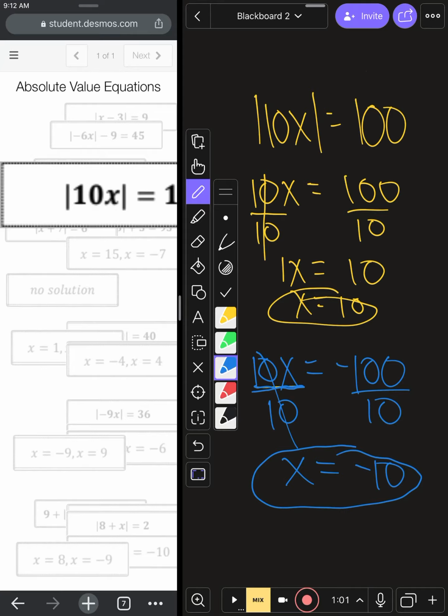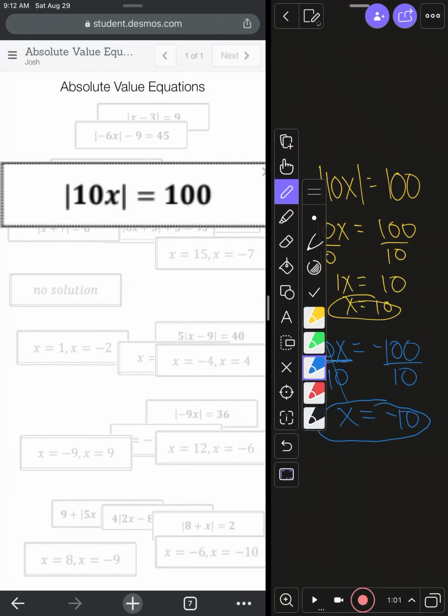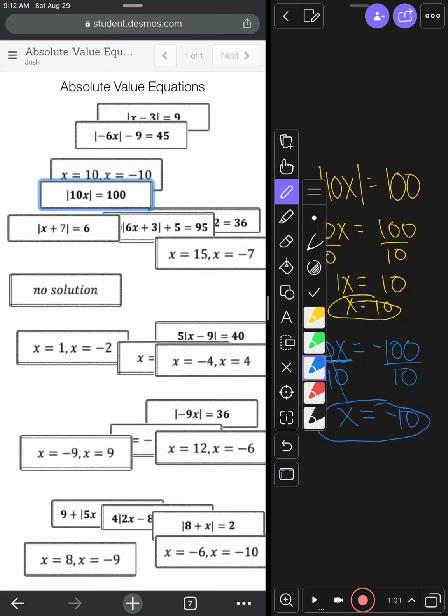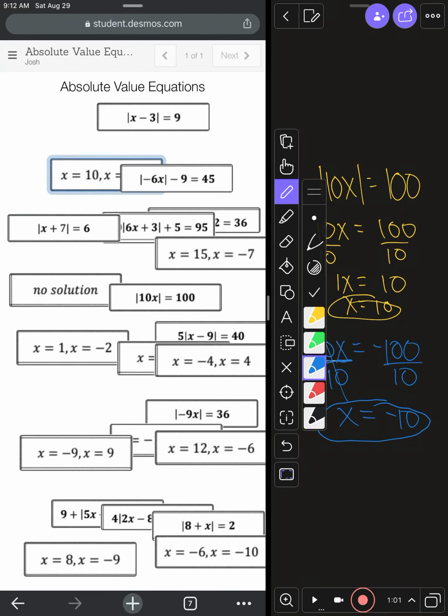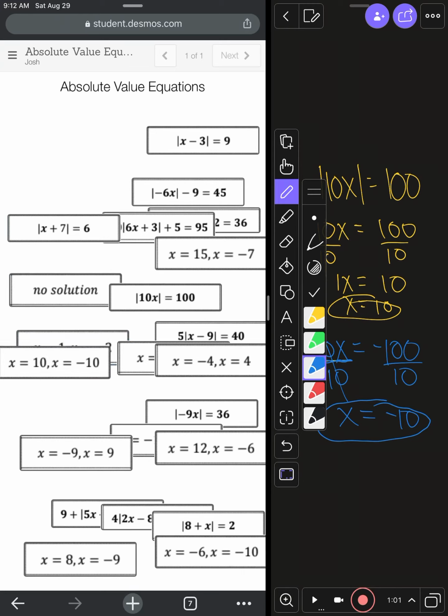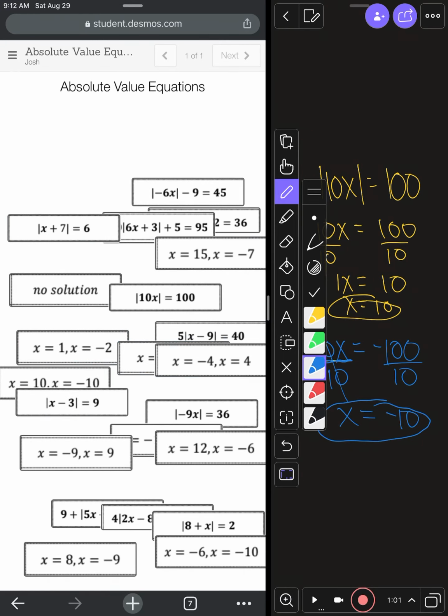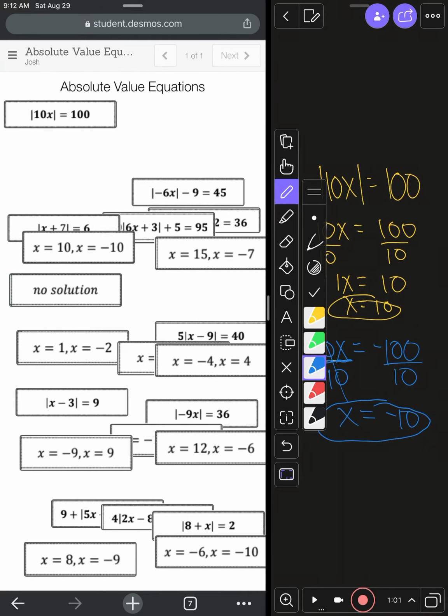So what you do on this assignment is I'm going to clear up some space so there's enough room to put stuff down. You put this up here, and then you find the answer. I'm looking for 10 and negative 10, and right here it is. And then I just go ahead and drag that right underneath it.